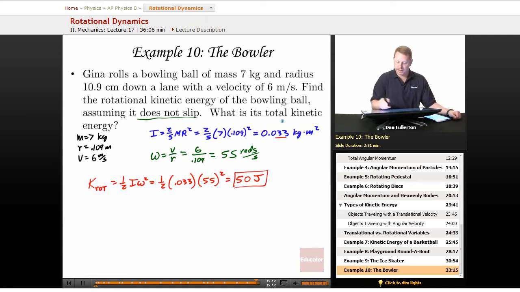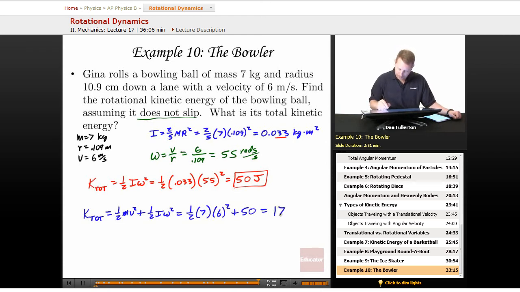What about its total kinetic energy? Well, kinetic energy total is going to be 1/2 mv squared plus the rotational 1/2 I omega squared, which is going to be 1/2 times our mass, 7, times the velocity, 6, squared, plus, well, 1/2 I omega squared we already said was 50 joules. So 1/2 times 7 times 6 squared, 36, plus 50. I come out with about 176 joules for its total kinetic energy, rotational plus translational.